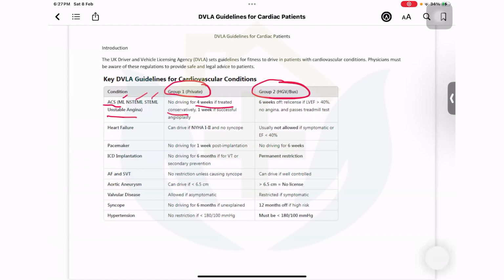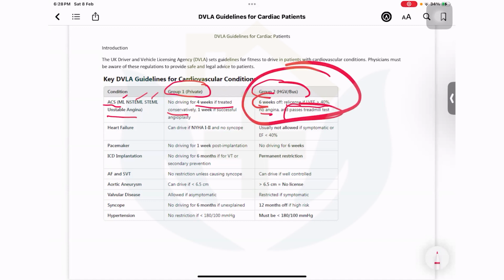1 week if PTCA was done, if angioplasty was done. For group 2, 6 weeks off. These patients cannot drive. The patient will need a re-license if the patient has more than 40% EF, no angina, and passes a treadmill test. These are the guidelines for a patient who has had an MI.